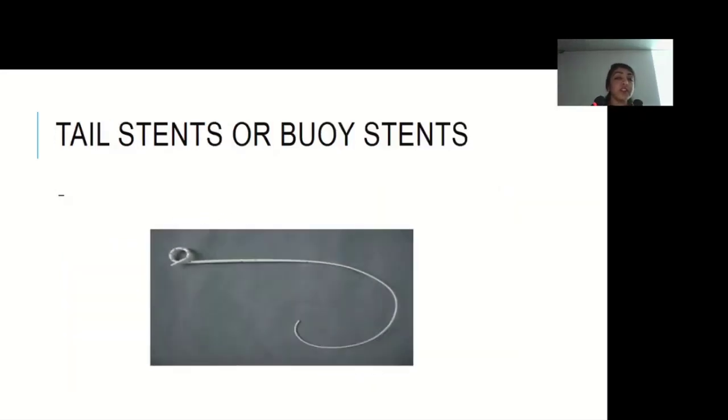Tail stent or pigtail stent, basically all these stent designs are made to prevent stent migration, incrustation and the patient's symptoms. This is a tail stent in which the upper body is 7 to 10 Fr while the tail is 3 Fr. The tail lies in the bladder, and again this sort of tube helps us in reducing the patient's symptoms.